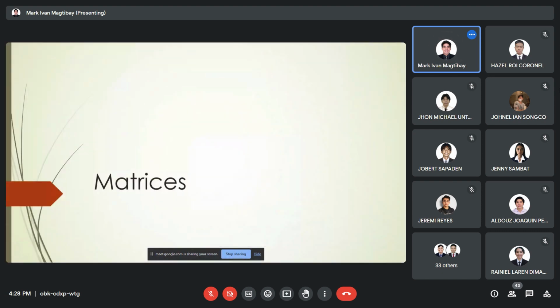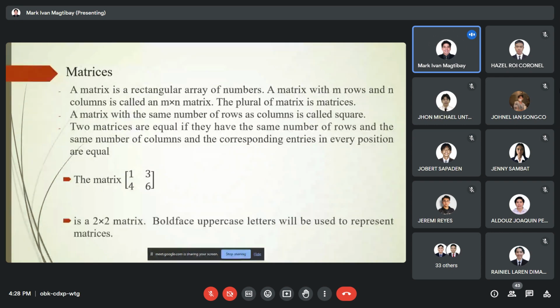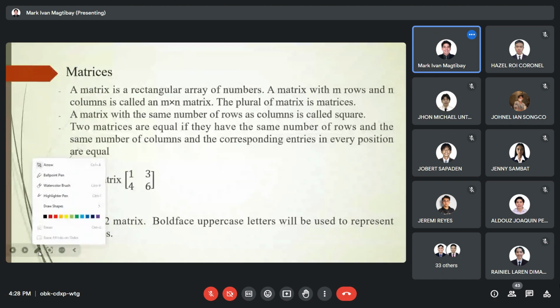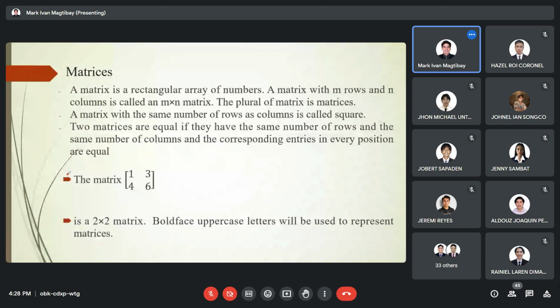Okay, so this would be our first topic po after na midterms natin, which is yung ating matrices na po. A matrix po natin is a rectangular array of numbers. A matrix with m rows and n columns po. Okay, yun po tatandaan natin. M rows daw po, m yung ating number of rows and then n would be the number of columns po natin.